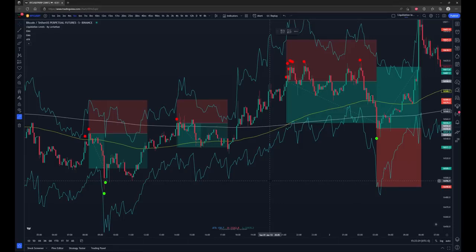A few days ago, I posted a video about an extremely high win rate strategy using this simple indicator, the liquidation levels by Leviathan. And I'm going to be doing a follow-up video right here, but testing a strategy that uses a hard set stop loss and a hard set risk to reward ratio.